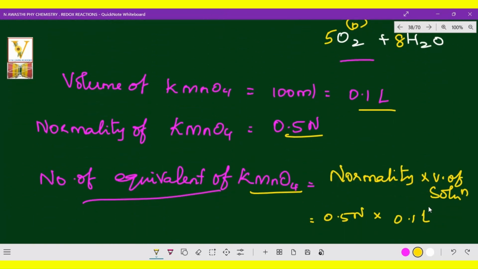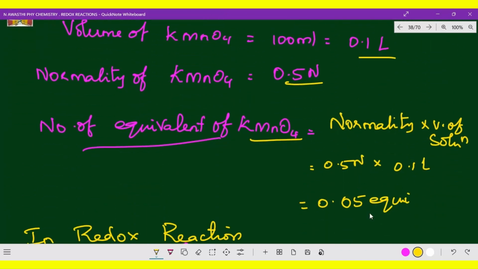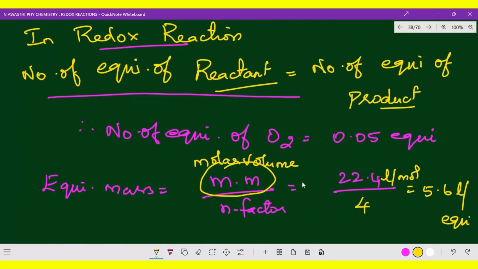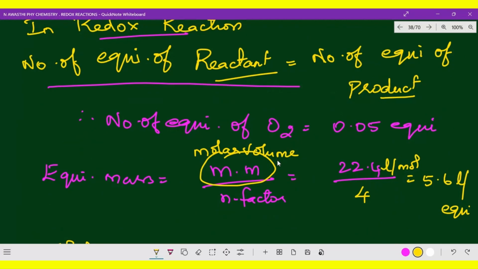Yes, normality equal to, yes, we calculated 0.5 n, and so you're getting 0.05. Equivalent of KMnO4 is equal to equivalent of oxygen. That is also we found. And the molar volume, it is 22.4 liter divided by 4. So here you're getting 0.56.